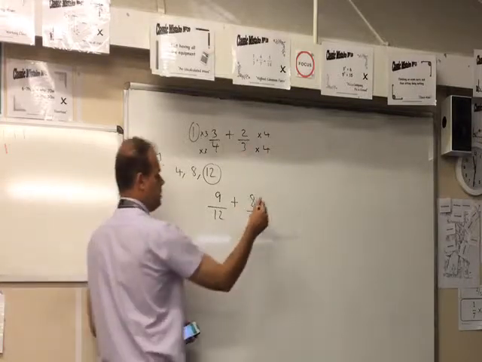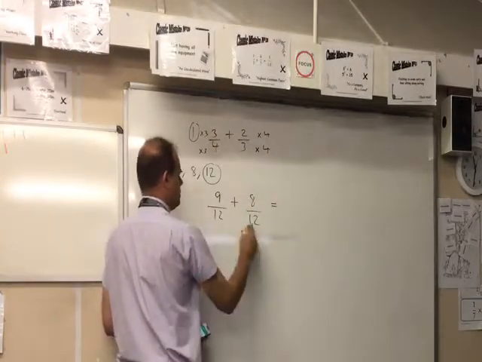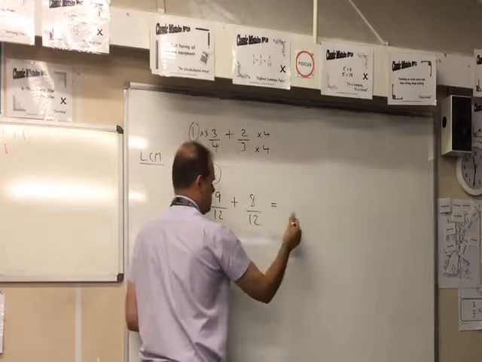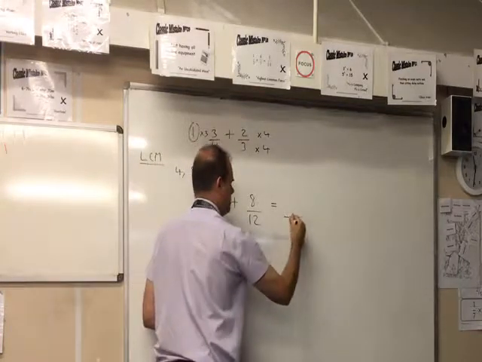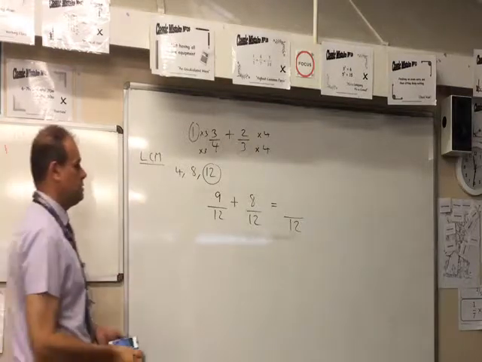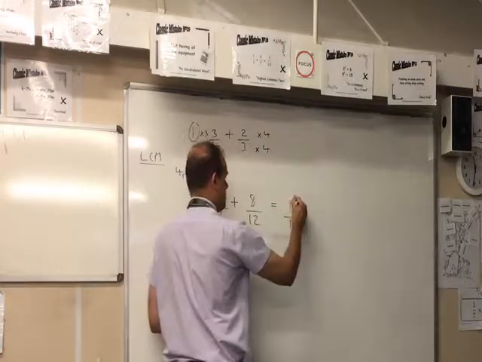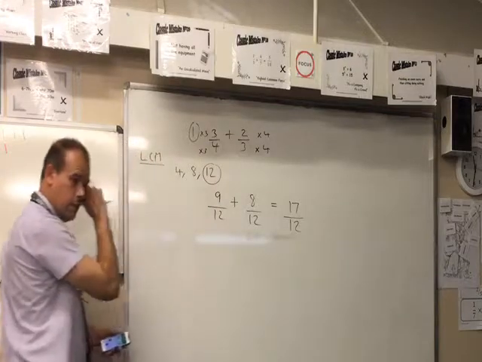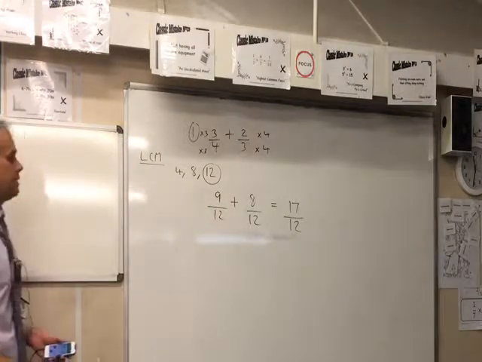Another common mistake people make here is to double the numbers at the bottom. If I was to use a diagram, which I'm not going to do here, the number at the bottom stays the same. So we're dealing with twelfths, but how many of them? We've got 9 out of 12 plus another 8 out of 12, which gives you 17 twelfths, and there is your answer.